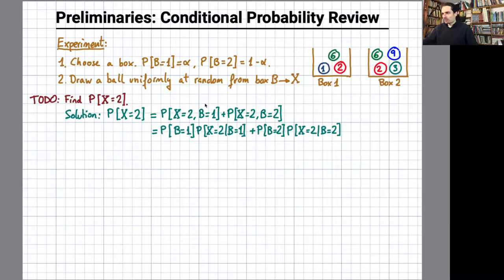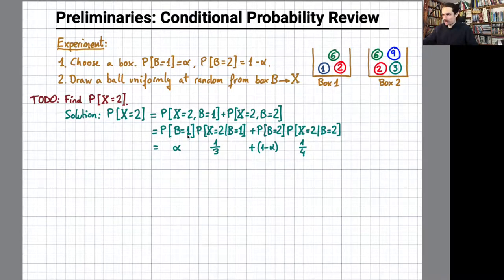Now one can apply the definition of conditional probability to express this joint probability as the product of the probability that B equals 1 times the probability that X equals 2 given that B equals 1. Okay? And the same can be done for the second term, right? Just applying the definition of conditional probability. And now we have effectively expressed the desired probability in terms of quantities that we know.